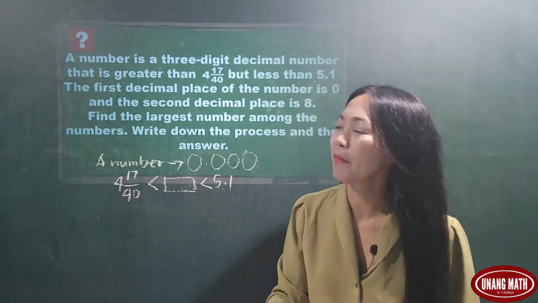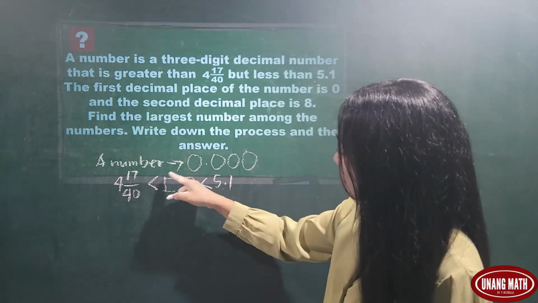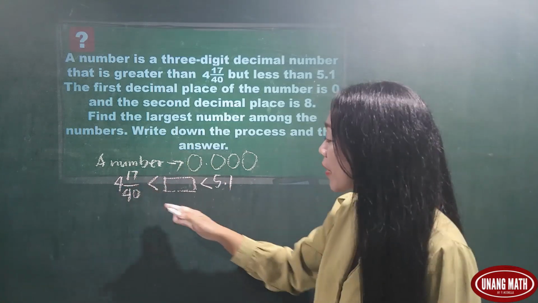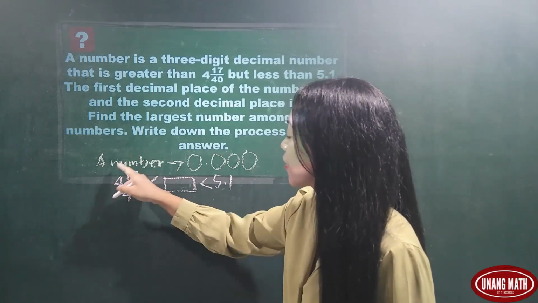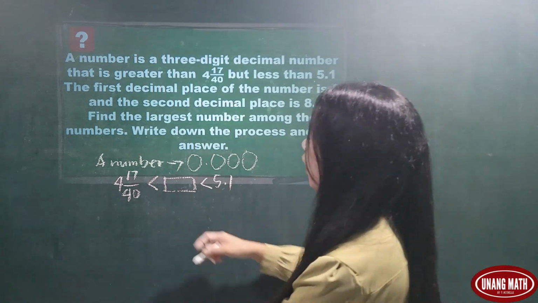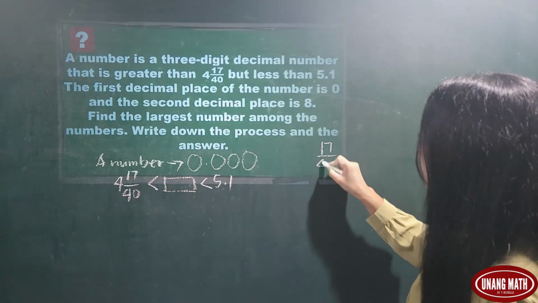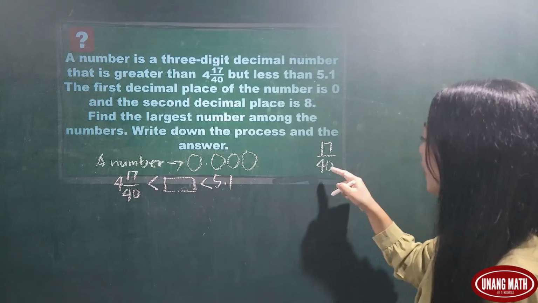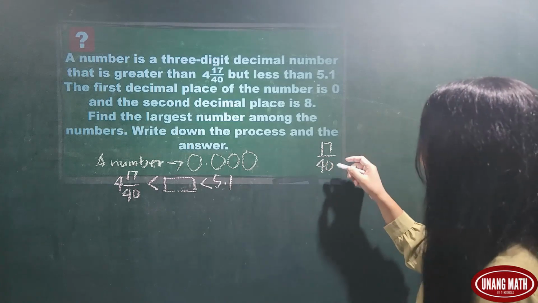Okay, may mga sign tayo dito ng greater than and less than. Ibig sabihin, magko-compare tayo ng mga numbers. This is a decimal number, this is a decimal number, but this is a fraction. So para ma-compare natin ito ng mabilis, kailangan natin i-convert ang fraction of 4 and 17 over 40 to decimal number. Okay, kunin muna natin ang fraction na 17 over 40.